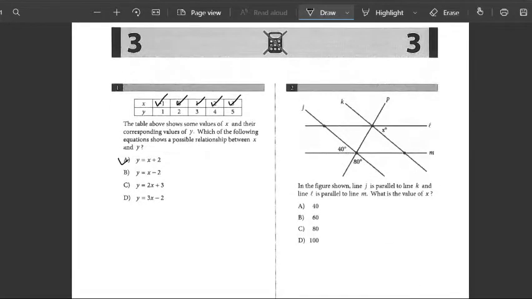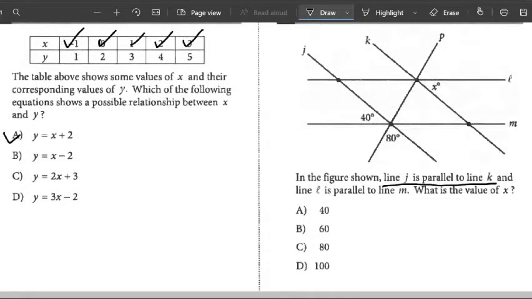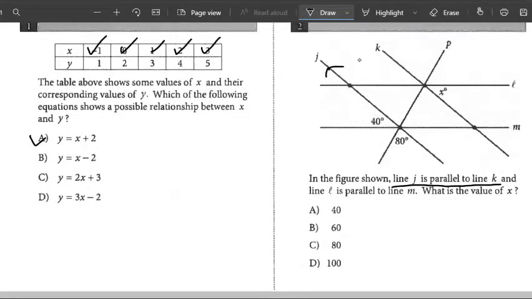Let's check the second question. In the figure shown, line J is parallel to line K. Just zoom in a bit. Line L is parallel to line M. What is the value of x? Okay, so let's look at this. If line L is parallel to line M, then by alternate interior angles, this angle is 40 degrees. And as line J is parallel to line K, then x is equal to 40 because they are corresponding angles. So the value of x is 40, so 2 is A.